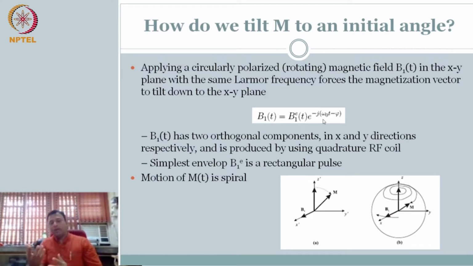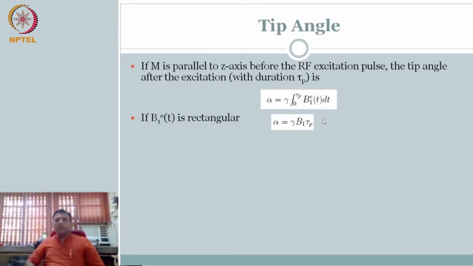However, in 3D coordinates, as shown in B, it is going to be a spiral. So it is all consistent. You have to train yourself to visualize this further. Okay, so now, how much do I want to tip it?